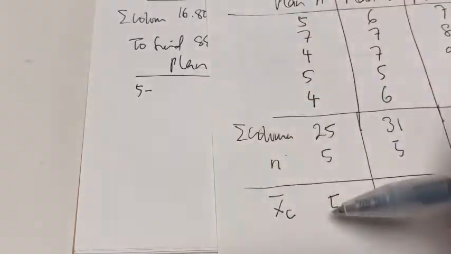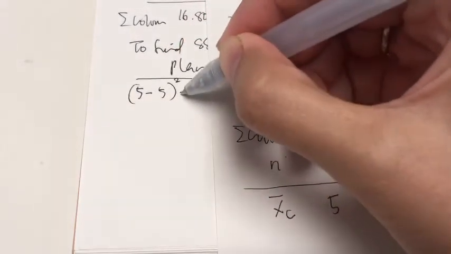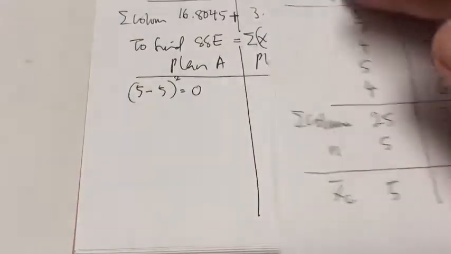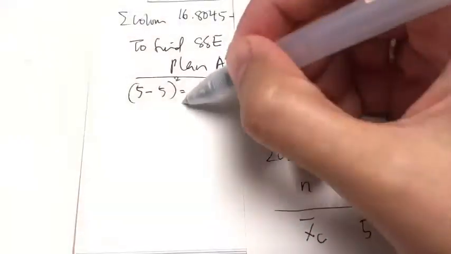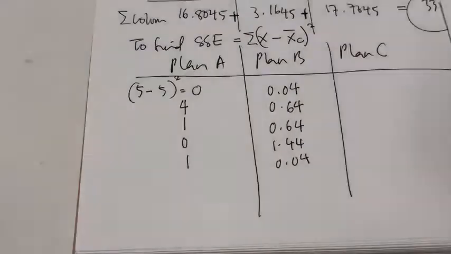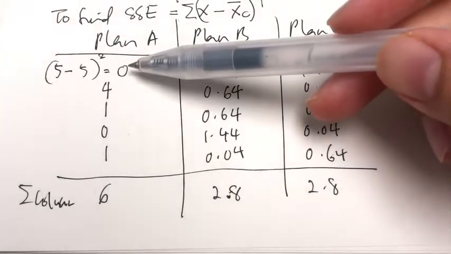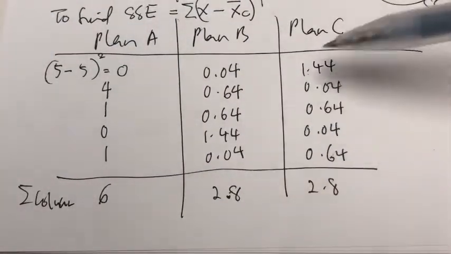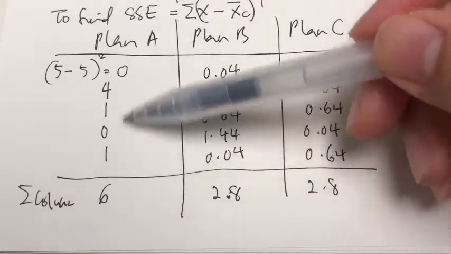5 minus 5 in this case, and then square it. So here we'll get 0. Do the same for the entire column for plan A. Once you find the squared difference for each column, what we need to do is find the sum. Okay, so we add all of these squared differences.